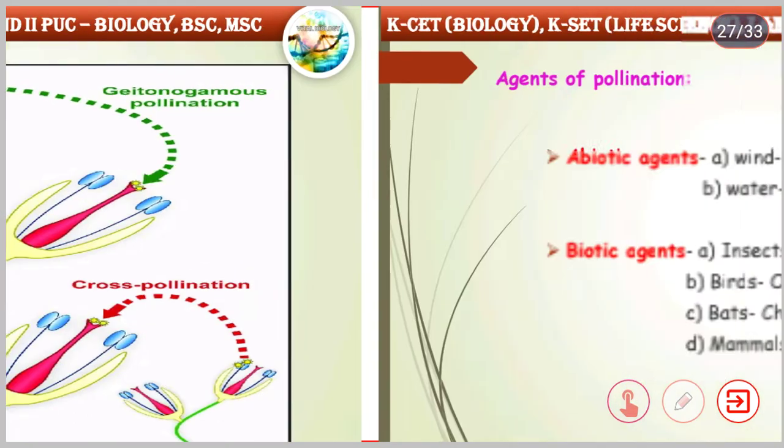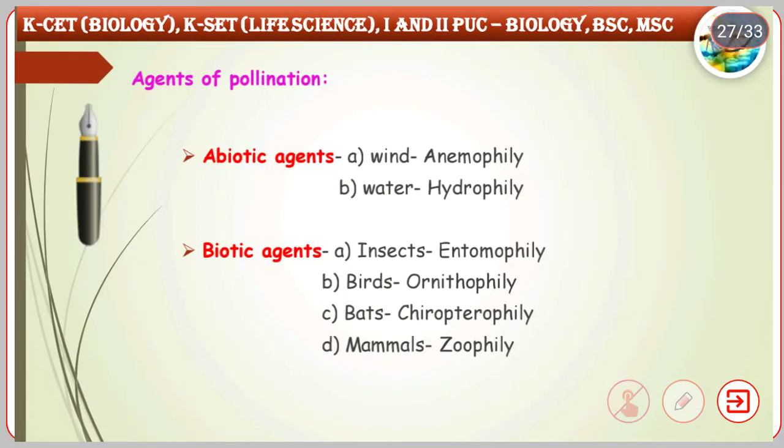Next let us move on to the next slide, that is about the agents of pollination. Agents are nothing but all the things that help during the pollination, during the transfer of pollen grains. Let us see what helps for the pollination. First let us see abiotic factors. Abiotic means non-living factors, non-living agents. Biotic means living agents.